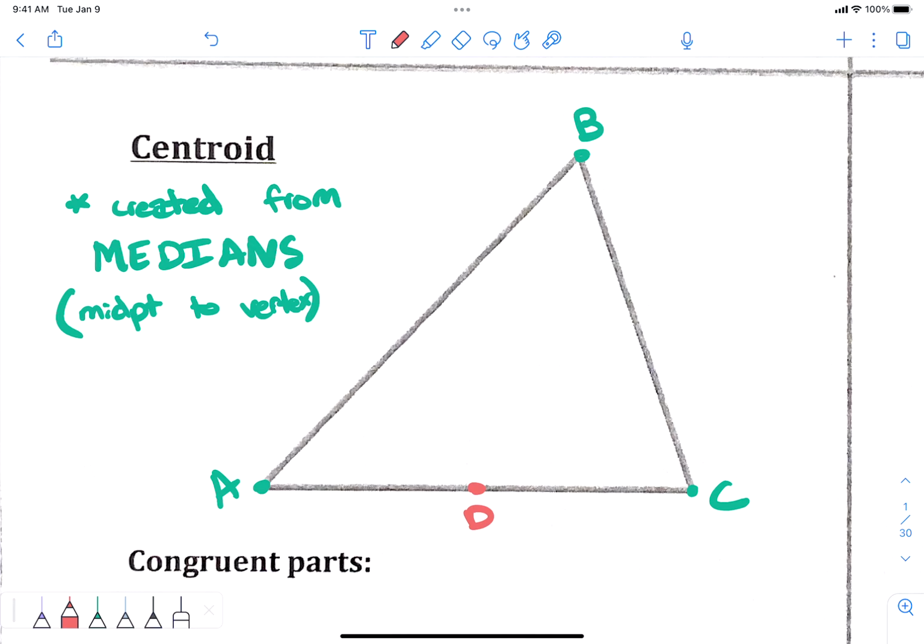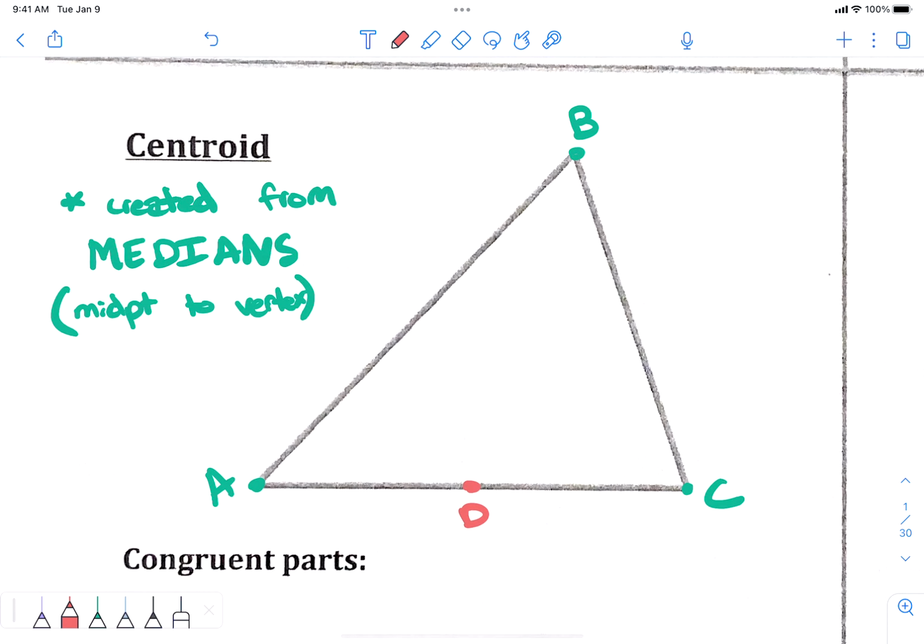And that's the midpoint. I want to go straight to the vertex. So I'm going to connect D to where? B. We're going to connect D to B, and that's going to be my median. That's called a median, okay? And we're going to put the little tick marks at the bottom to note that we did split that side exactly in half, all right?